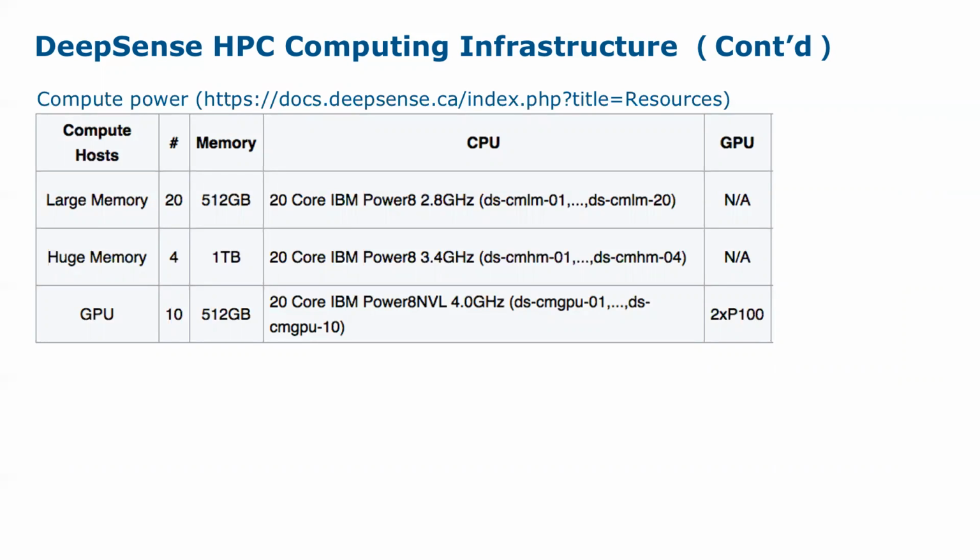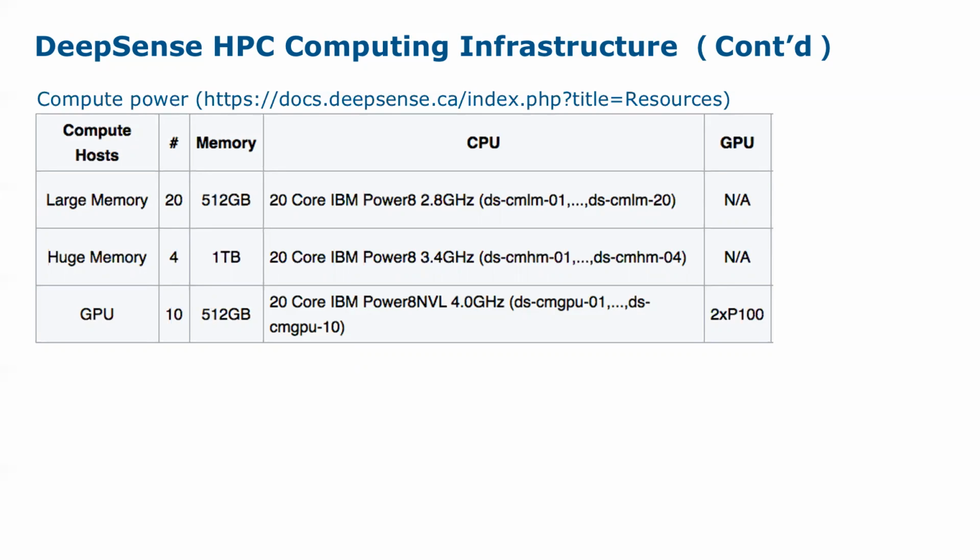First, the first category is a large memory. We have 20 large memory machines. Each has 512 gigabytes of memory, 20 cores. They are IBM Power 8 machines. They don't have GPUs, so these 20 machines are CPU machines. The second category is huge memory machines. We have 4 of them. Each machine has 1 terabyte of memory. Each machine has 20 cores. Also, they are IBM Power 8 machines.